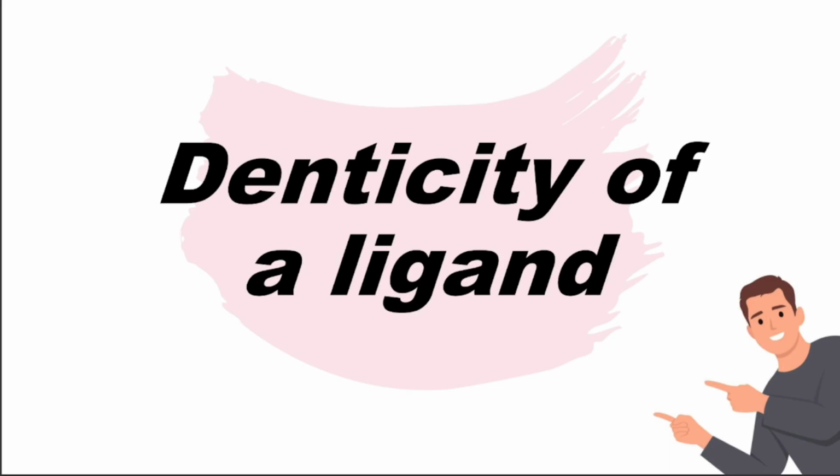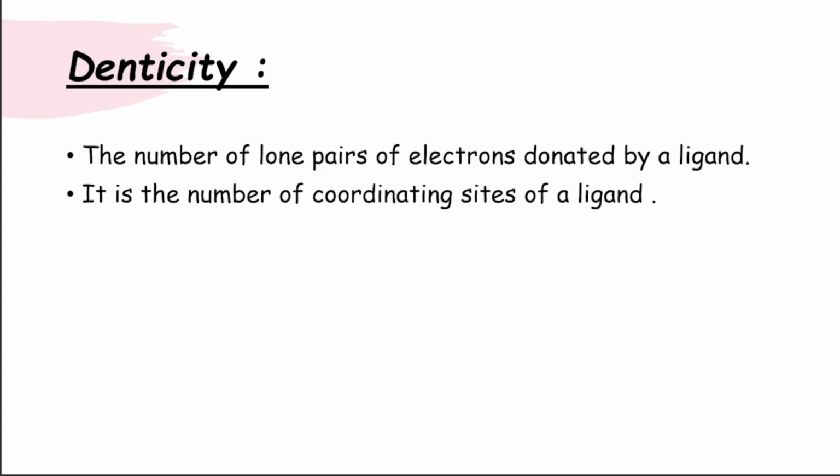Hello students, in this video we will learn about the denticity of ligands, what it means and how ligands attach to the central metal ion, and the examples of mono, bi and polydentate ligands. This is a must watch for students learning coordination chemistry. Okay, let's proceed. First, let's see what is denticity.